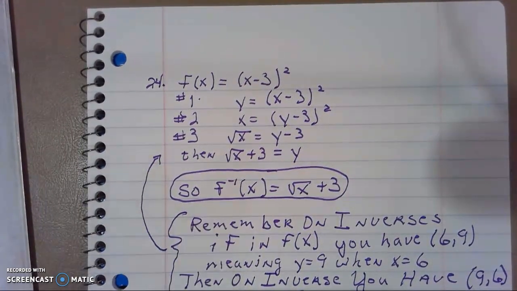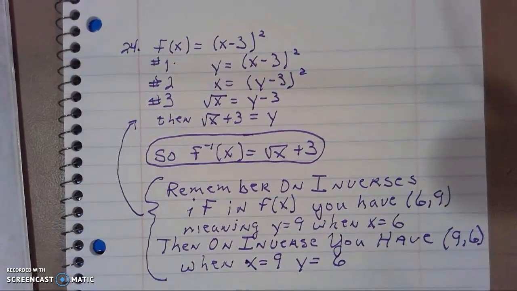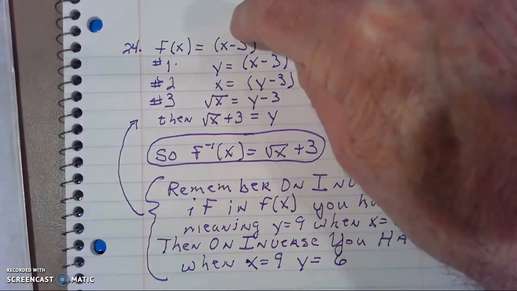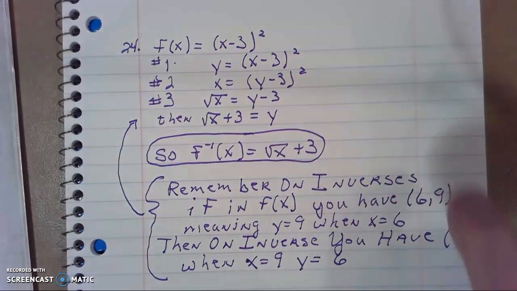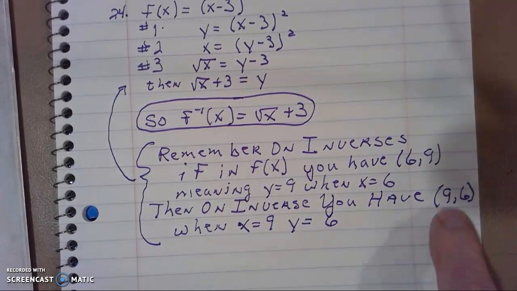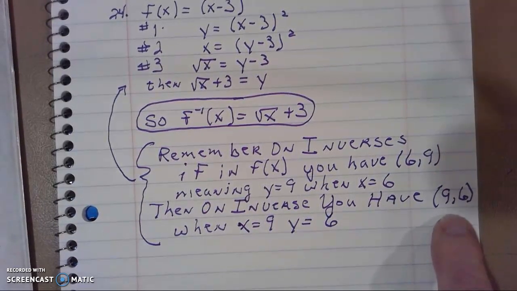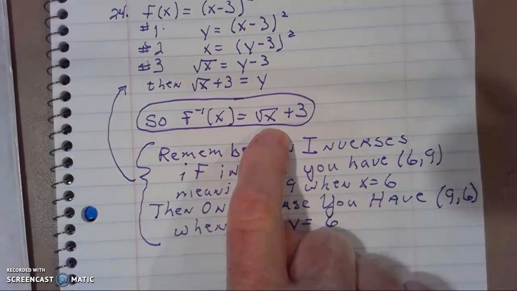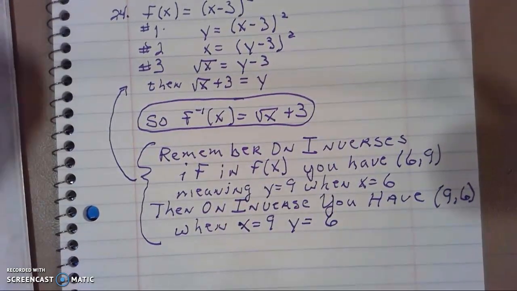That is your inverse. Now what is an inverse? For instance, if I would have put 6 up in this equation here, 6 minus 3 is 3, squared is 9, so I get the ordered pair 6, 9. On the inverse, that means you just flip those around and 9, 6 should be working in there, which it does. The square root of 9 is 3, plus 3 is 6. That's briefly what inverses are.